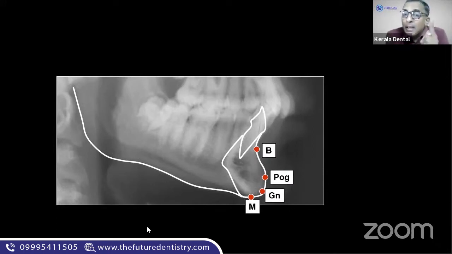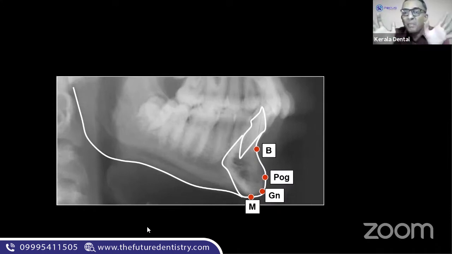Name the constructed point out of the following. And the answer options: A, B, the B point. B point is not constructed. You know where B point is. Pogonion, you know where pogonion is, the most superior point. Menton, you know, the most inferior point. So GN, gnathion, is actually a constructed point according to cephalometric theory.